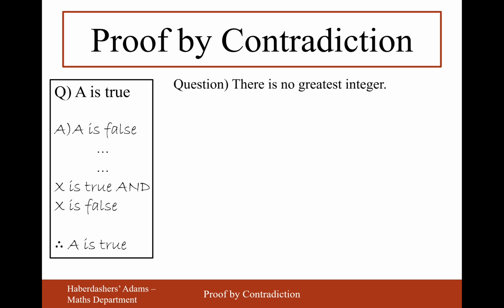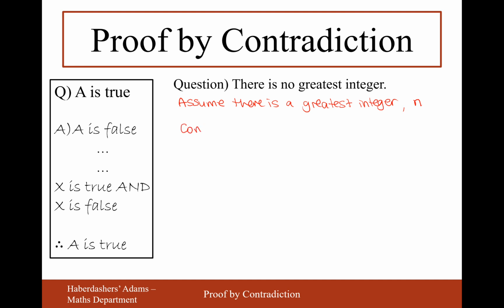Okay, so let's have a go at the next question then. The next question is prove that there is no greatest integer. So let's start where all good proof by contradictions start, which is to assume the opposite. Assume there is a greatest integer. And we can give it a value. We can give it the letter n.